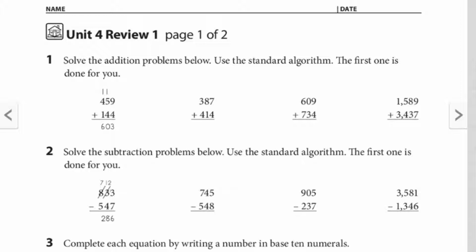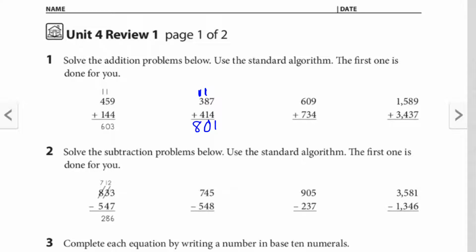I'll just do one more just so that you get the idea, and then we'll move on. So 7 plus 4 is 11, so I'm going to put my 1 and then carry my 10. So 10 plus 80 plus 10 is 100. I'm going to put my 0 and carry my 100 over. 100 plus 300 plus 400, 801.